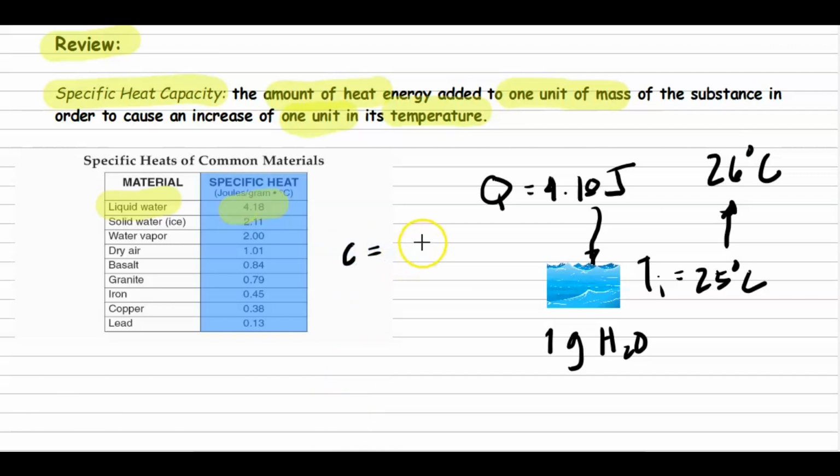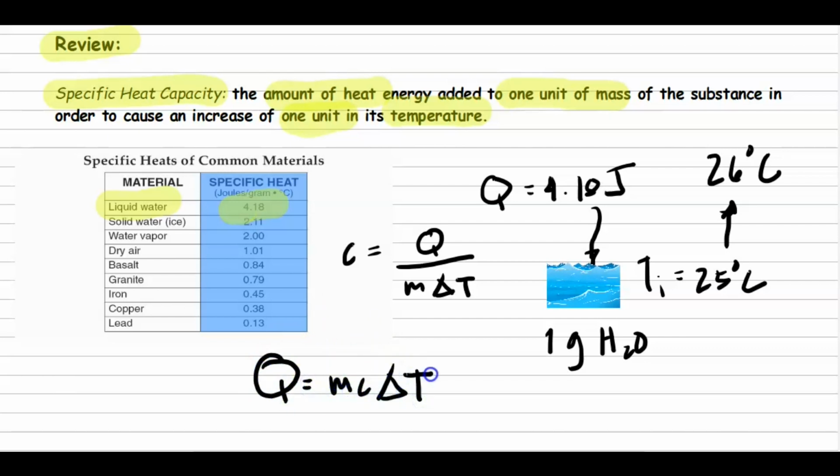And to compute for the specific heat, we have here the formula C is equal to Q divided by M times the change in temperature. This formula is probably well known in its form Q is equal to M times C times delta T, or the final temperature minus initial temperature.